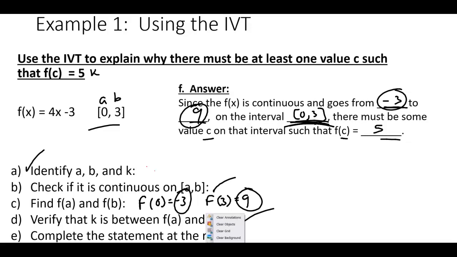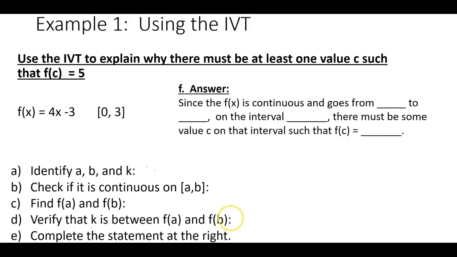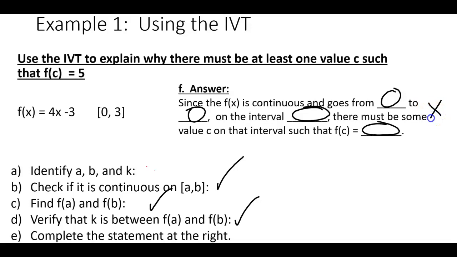I would just say, like I said, commit this little paragraph or sentence to memory, put it on a flashcard. All you have to remember is you put your first y value here, your second y value here, you put your interval here, and you put the k value there. And you're going to get it right. Now you still have to make sure it's continuous. You still have to make sure the k is between the a and the b. You still have to find those other y values. But this is how your final answer will need to be expressed.